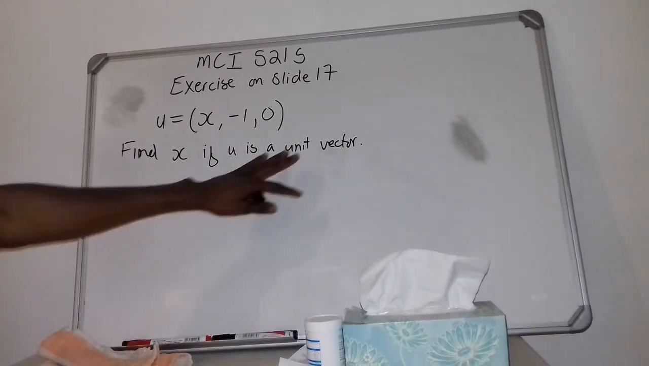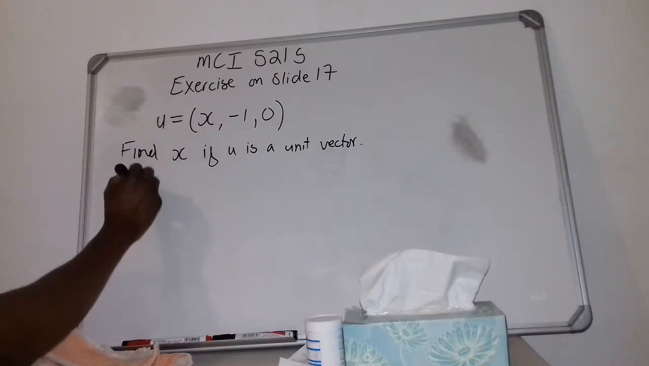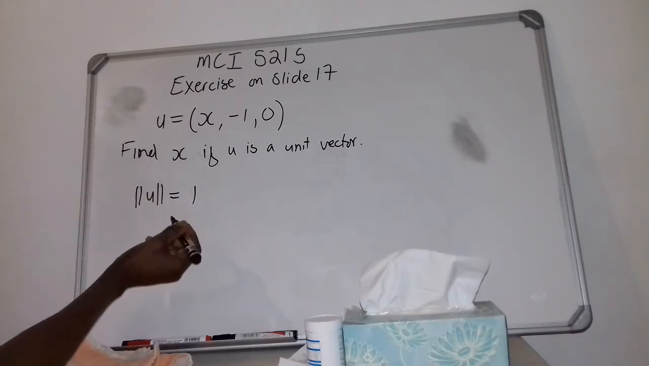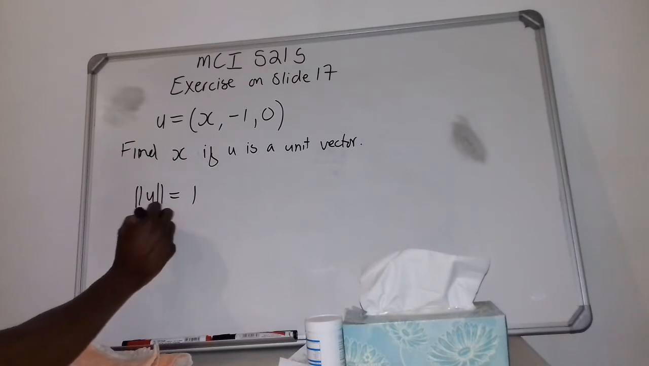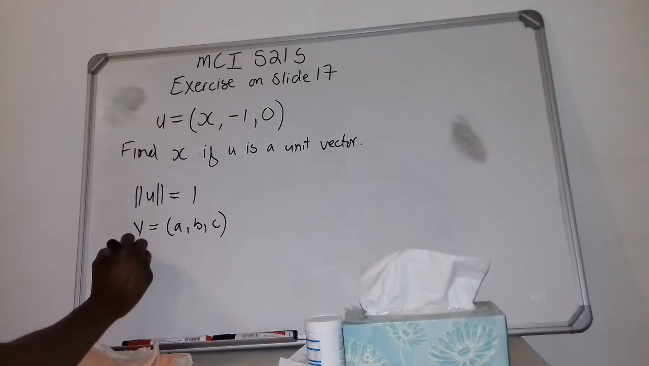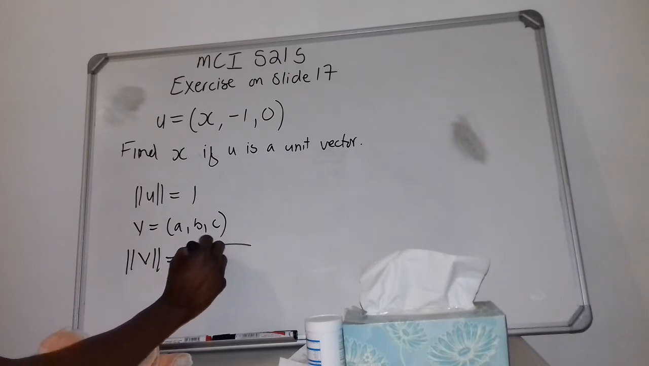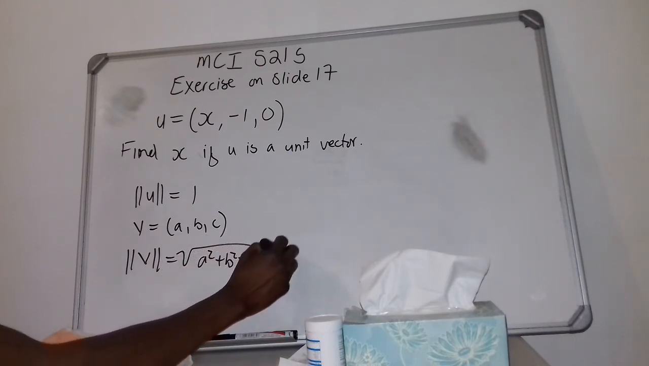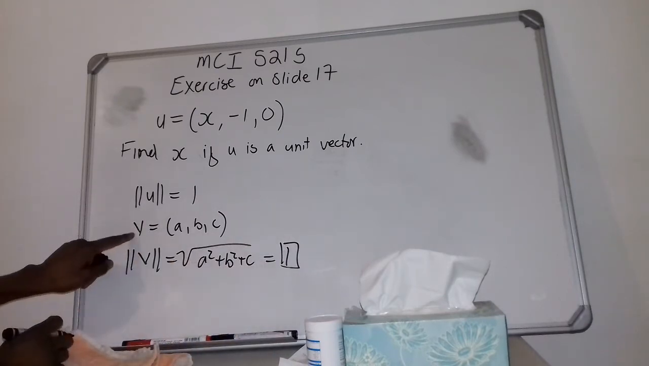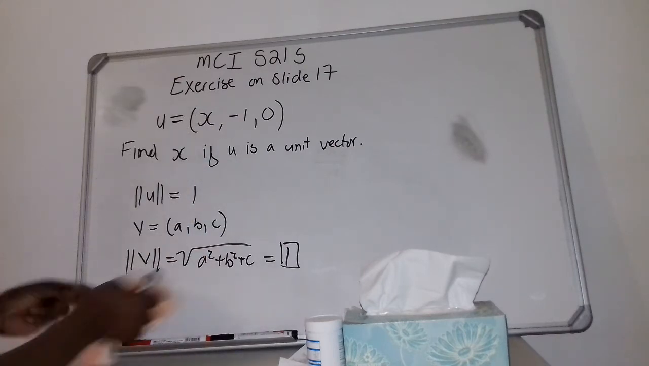Now, what do we know about a unit vector? We know that for a unit vector, if we find the absolute value, we must get a 1. So if we have a vector v equal to a, b, and c, and we find its absolute value, we are actually doing the square root of a squared plus b squared plus c squared, and the answer should be a positive 1. If we get that, we can say that v is a unit vector. So we do the same thing to this one. Let's do it.